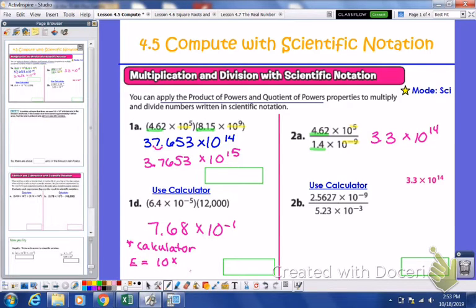So for our second example, 2.5627 times 10 to the negative 9 divided by 5.23 times 10 to the negative 3. So again, we're going to use our calculators.